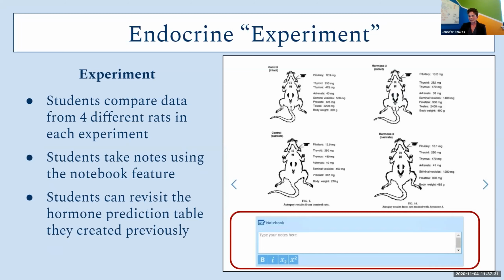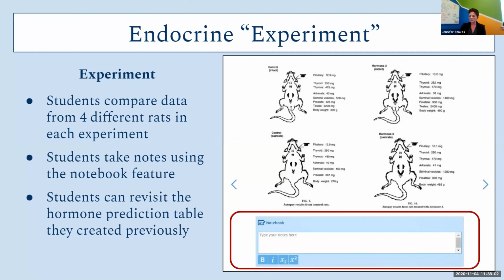Each experiment itself has the students compare data from 4 different rats. As each rat is presented, there's a little bit of text setting up the experiment, as well as some descriptions, as well as organ weights and body weights that the students then have to synthesize and organize to eventually diagnose or come up with a conclusion as to what exogenous hormone was administered to result in these changes.